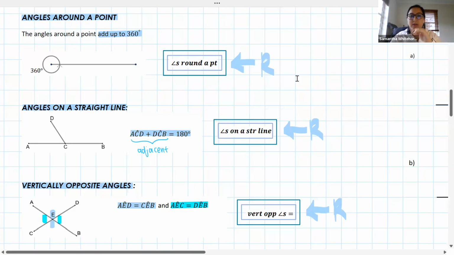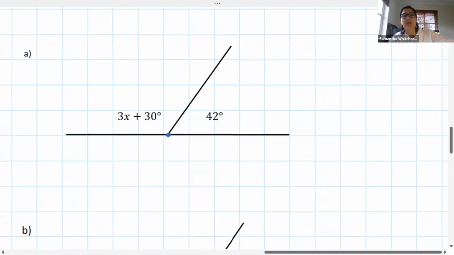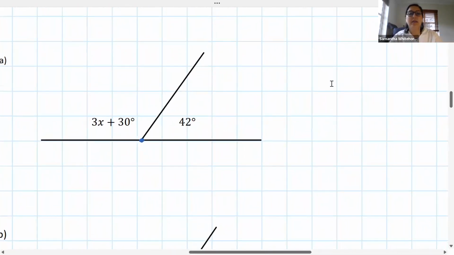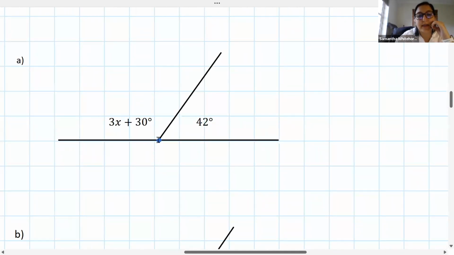Okay, hope we've got it. Right, so let's have a look at example A. I will give you time to screenshot all of these later when we've gone through all of them, but let's have a look at question A to start off with.